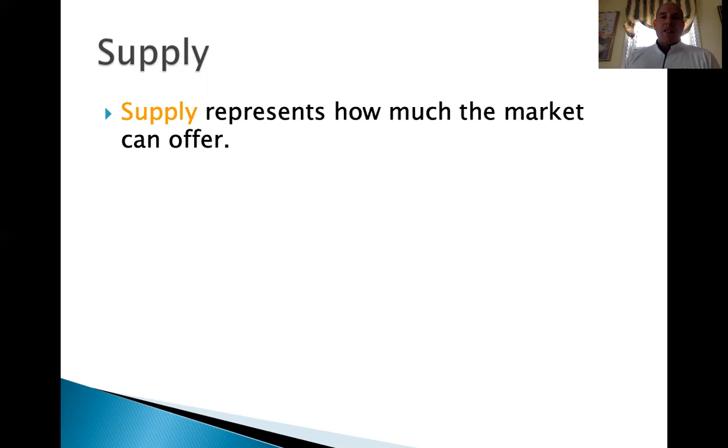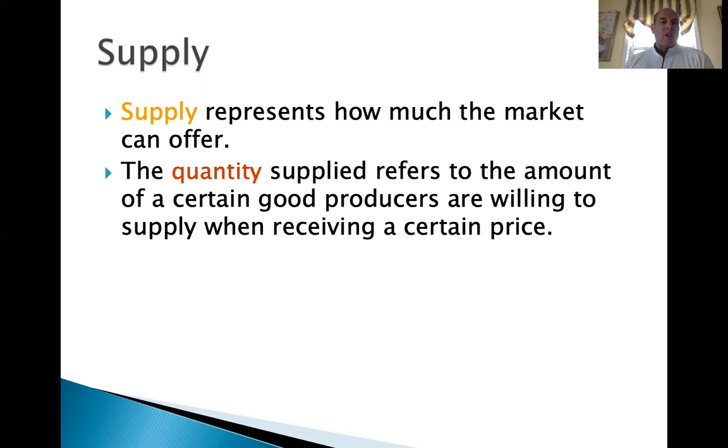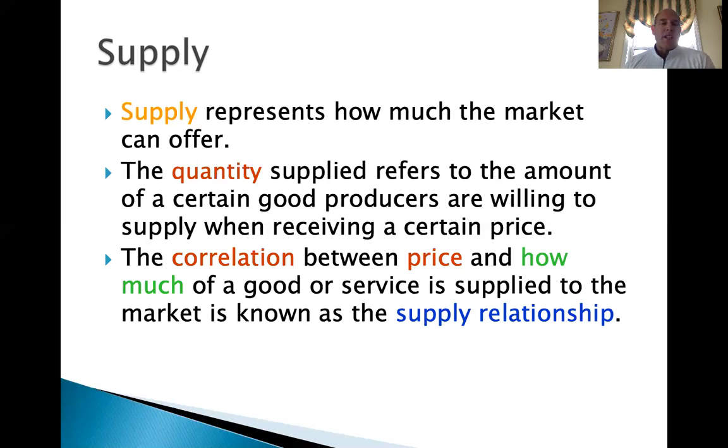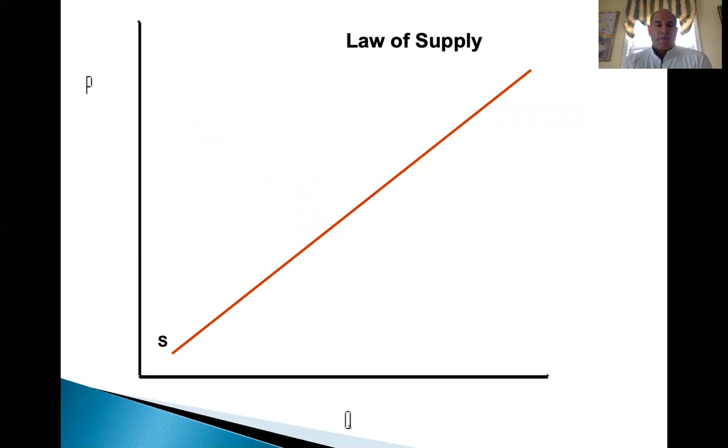And one of the key things is how to stimulate the production of those products. The quantity supplied refers to the amount of a certain good producers are willing to supply when receiving a certain price. So there's a trigger to increase production. You can either demand that they do it, using the National Emergency and Defense Act, saying to 3M, you must produce these masks, or you can let price be the trigger to get producers to produce more. The correlation between price and how much of a good or service is supplied to the market is known as the supply relationship. So here we have the law of supply.